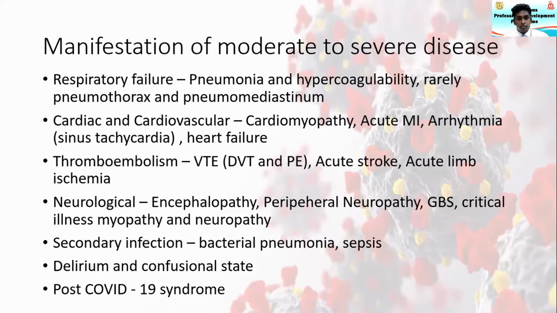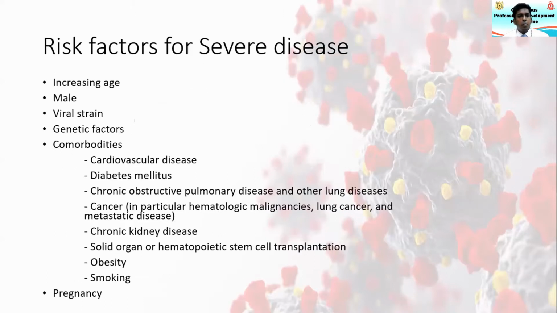Then neurological manifestations like encephalopathy, peripheral neuropathy, acute Guillain-Barré syndrome, and critical illness myopathy and neuropathy are very common in these patients. And secondary infection is the second bad outcome we expect in a COVID-19 patient. Especially delirium and confusional state we have noticed in a lot of patients who are ill at the pneumonic stage. And then after they recover, we expect some post-COVID syndromes.